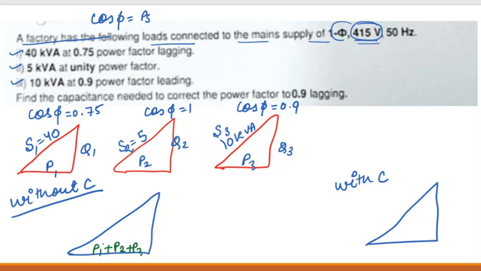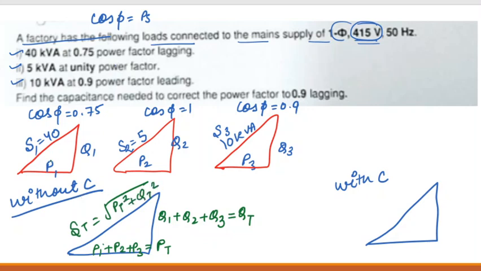The single power triangle would have total P, similarly total Q. Now you need to get ST. How much? The square root of the sum of squares.